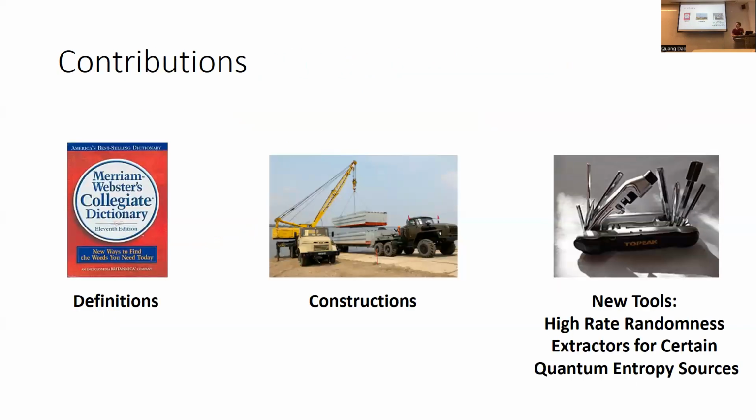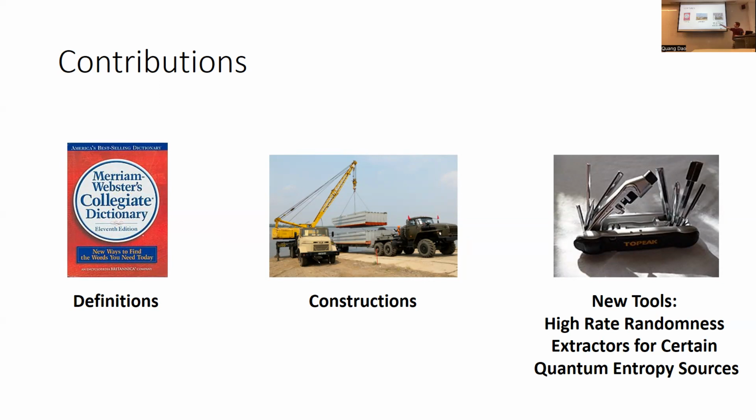So in this work, we have 3 main contributions. The first is definitions for secret sharing with verified deletion. The second one, of course, is constructions. It's less interesting to have definitions that we can't achieve, of course. And the last piece is a new tool, which is a high-rate randomness extractor for certain quantum entropy sources. I'm going to revisit that one a little bit later and define what I mean by certain quantum entropy sources. That'll be towards the end of the talk.